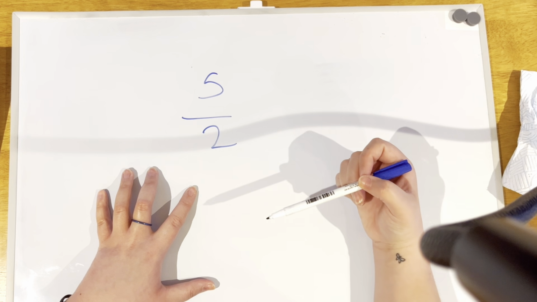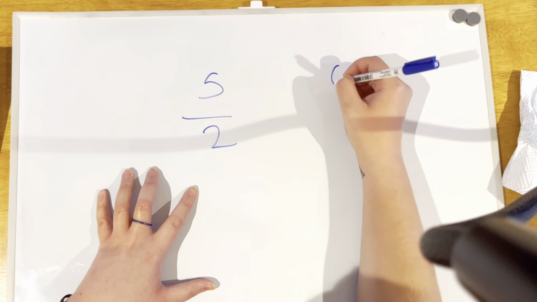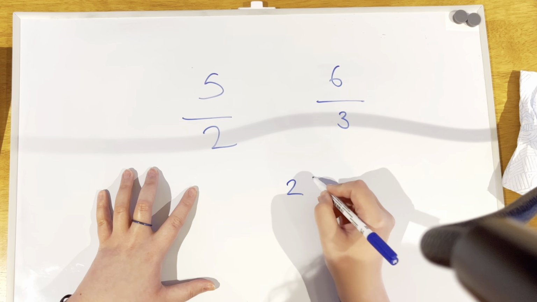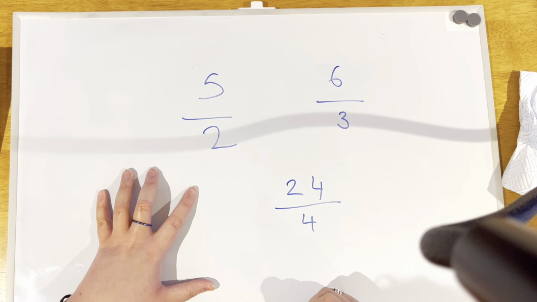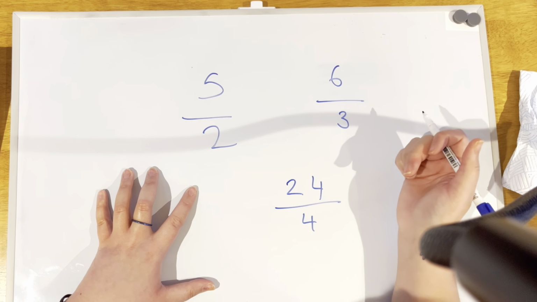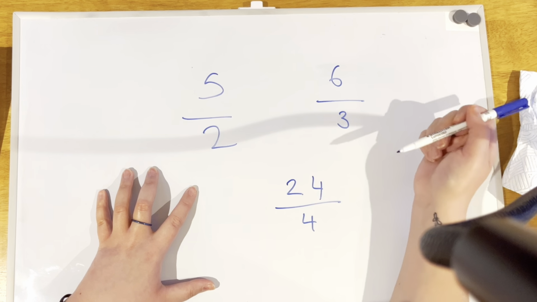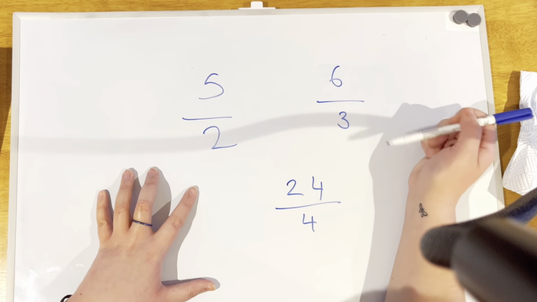5 halves. It could look like 6 thirds. It might look like 24 quarters. So on and so forth. So an improper fraction is when our numerator is bigger than our denominator.